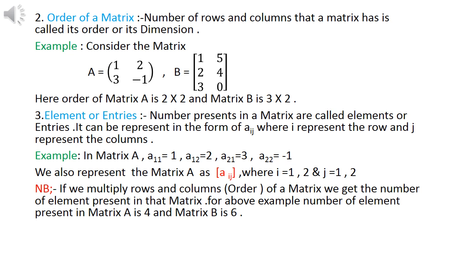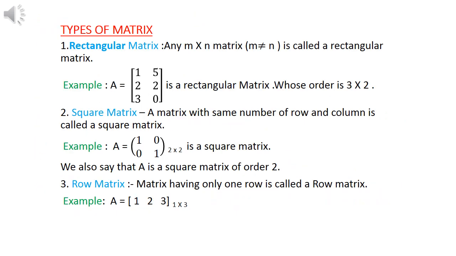We also represent the matrix A as bracket of small a_ij, where i is equal to 1 to 2 and j is equal to 1 and 2, because in matrix A there are 2 rows and 2 columns. Now we shall discuss types of matrix. First one is the rectangular matrix. What is a rectangular matrix? Any m cross n matrix where m is not equal to n is called a rectangular matrix.